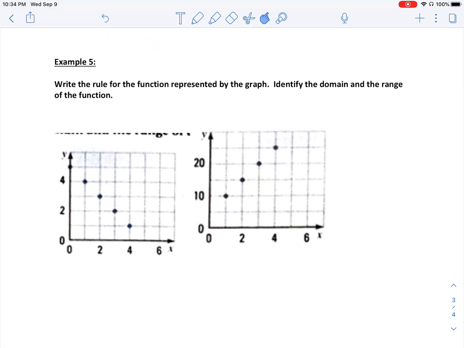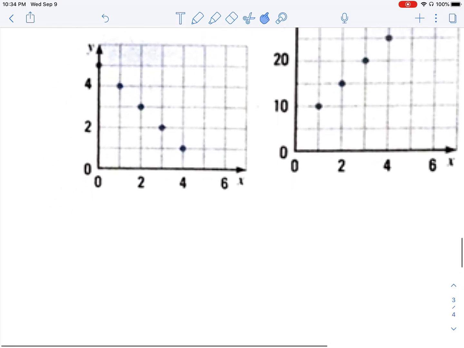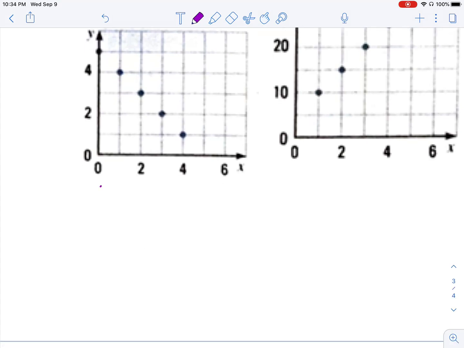All right, on your own, take a minute and try to identify the two functions for both of these graphs here, and then we will go over it. All right, so after you made your attempt, let's take a look at the first one. What I would recommend you do for both of these is make a table. Okay, so if we make a table here, you've got to be careful because this is kind of hard to see.